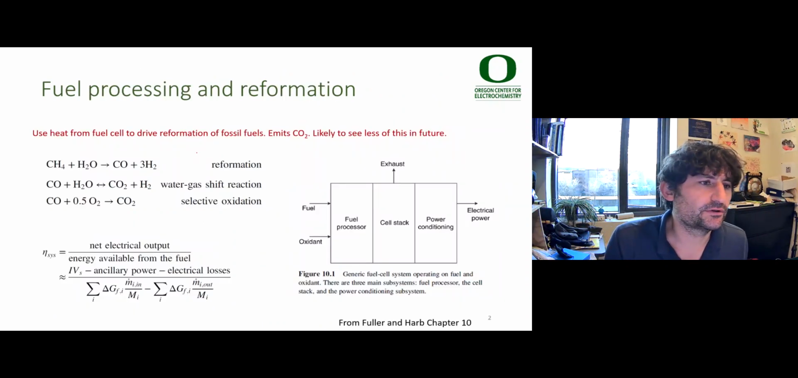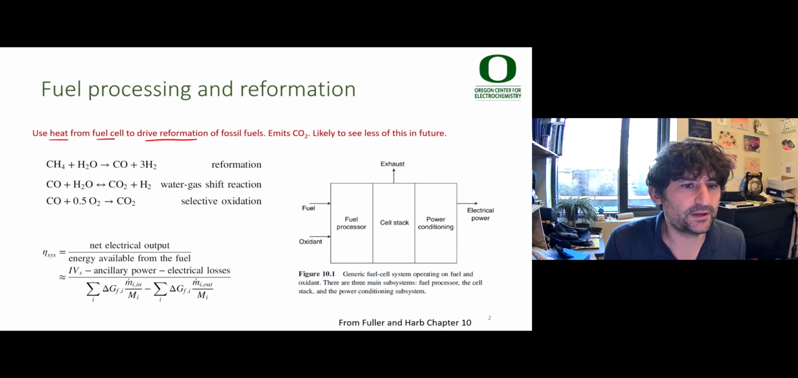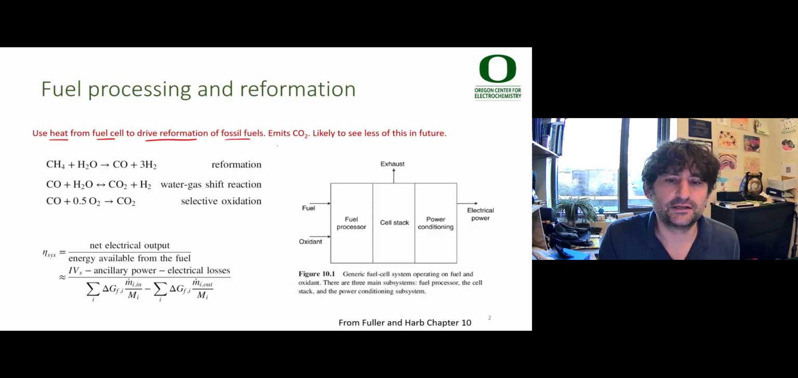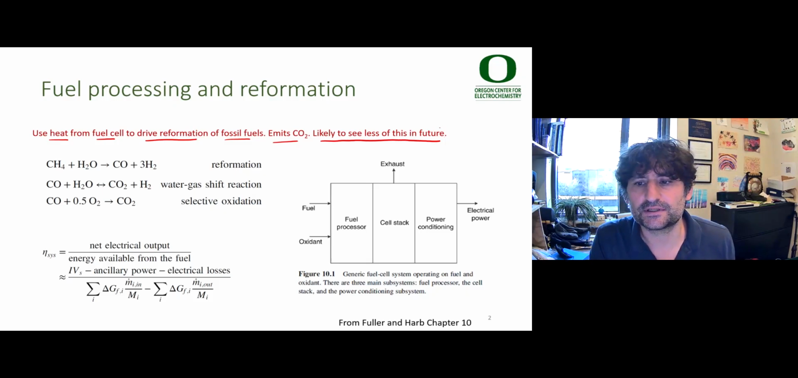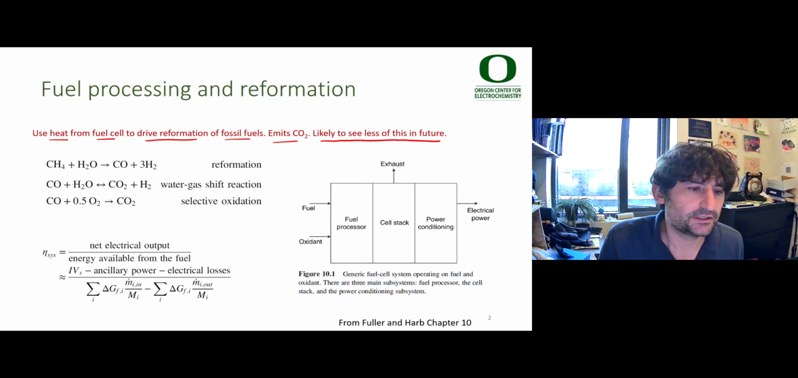So before we talk about those components though, let's talk about fuel processing and reformation. The idea here is that if you want to use a fuel cell that uses carbon fuel, you can actually use the heat from the fuel cell to drive a reformation process of fossil fuels. This of course emits CO2, and we're likely to see a lot less of these types of designs or prototypes in the future as we go to CO2 net zero.